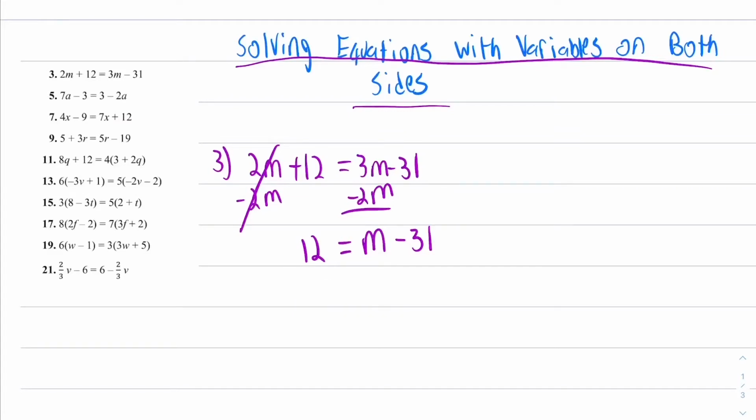And then I have to move this. m minus 31 equals 12. That was the best first step because now I just have that positive m and I'm not going to have to divide anything at the end. The only last step I have to do is to move this 31. That's a negative 31. It gets moved by adding 31. And I end up with 43 equals m.